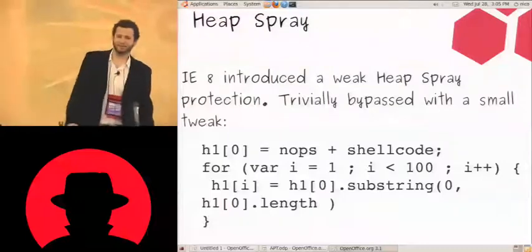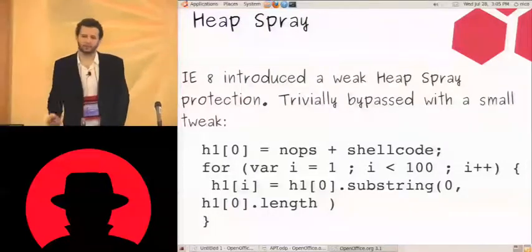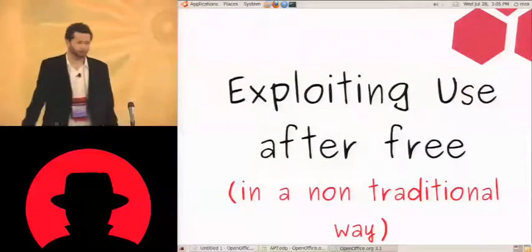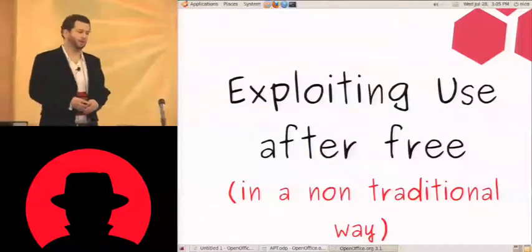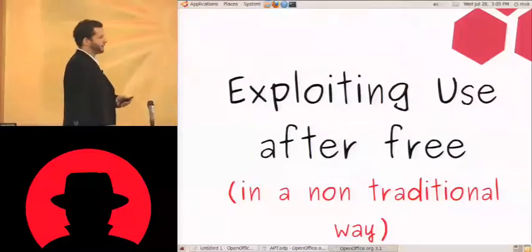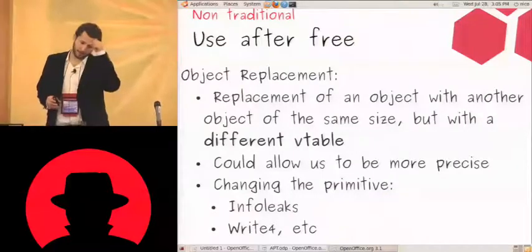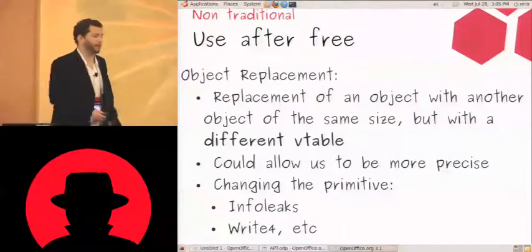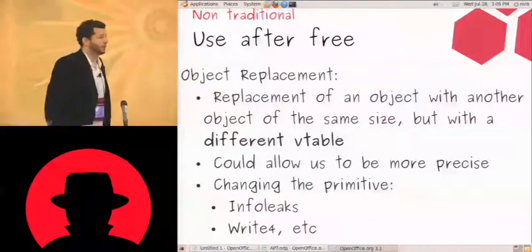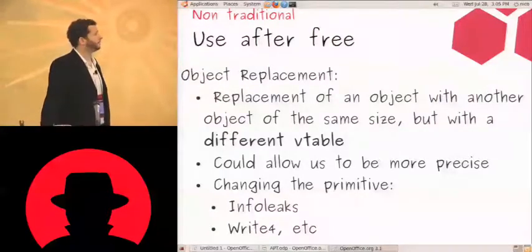I hope they don't fix that, but if they fix it, there are other ways. So how do you exploit use after free in a non-traditional way? Basically what we came up with is object replacement. I didn't see it in the wild, but there might be some people doing it.